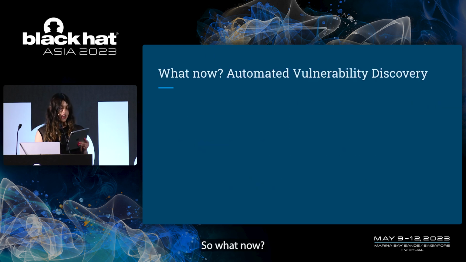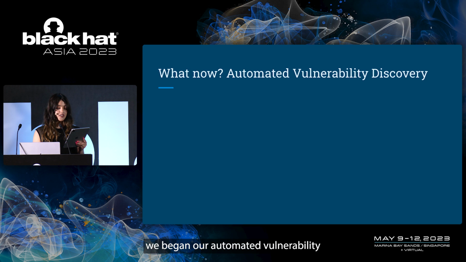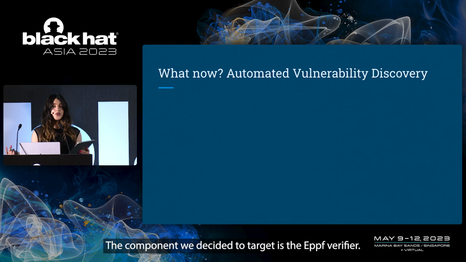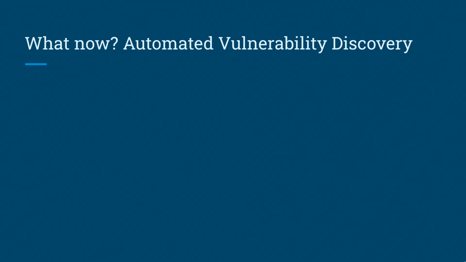So what now? Automated vulnerability discovery. With proper context of the target, we began our automated vulnerability discovery process by targeting eBPF via fuzzing. After surveying the attack surface possible and potential for automated vulnerability discovery, the component we decided to target is the eBPF verifier. I'll hand it off to Simon.